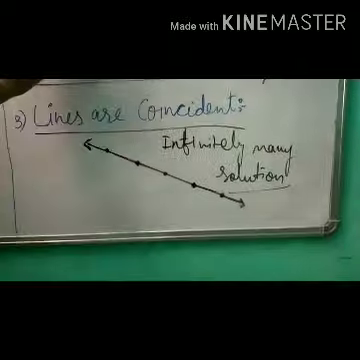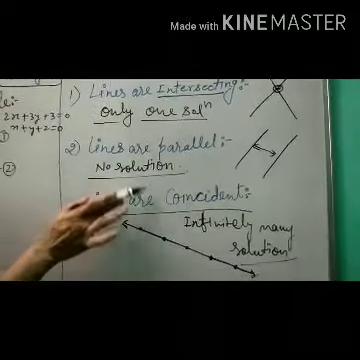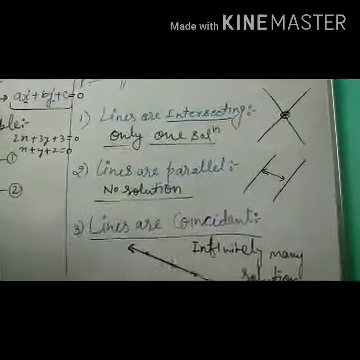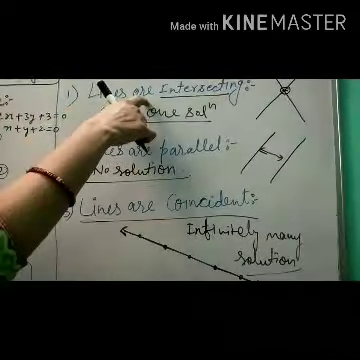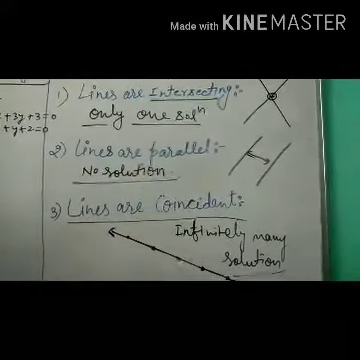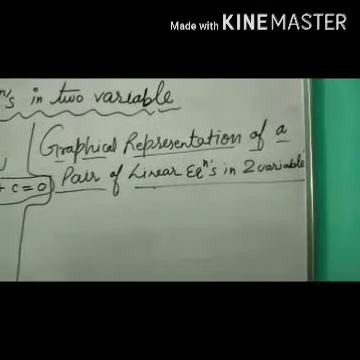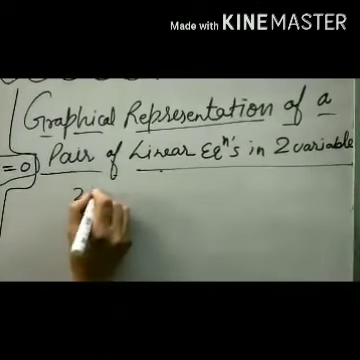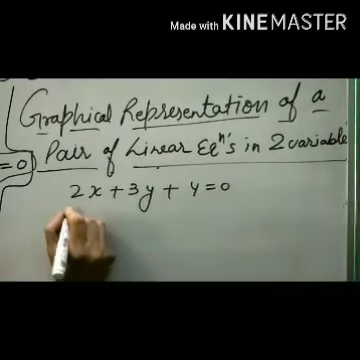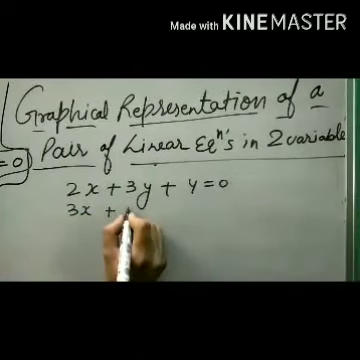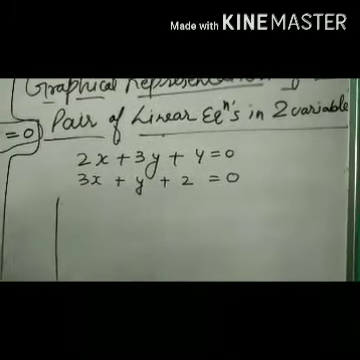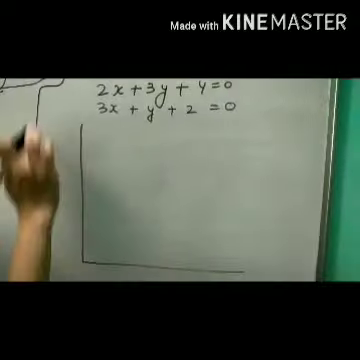At a time only one case will occur. Any graphical representation can show only one case: lines are intersecting, or lines are parallel, or lines are coincident. Okay students, if we have two linear equations, for example 2x plus 3y plus 4 is equal to 0, and 3x plus y plus 2 is equal to 0, and this is our graph.